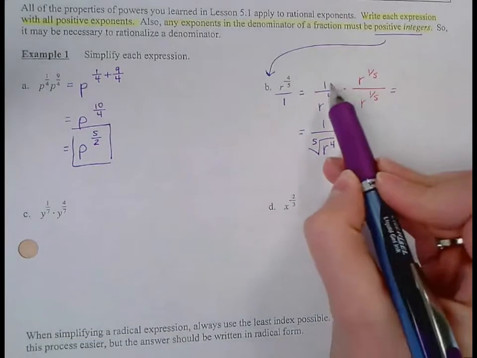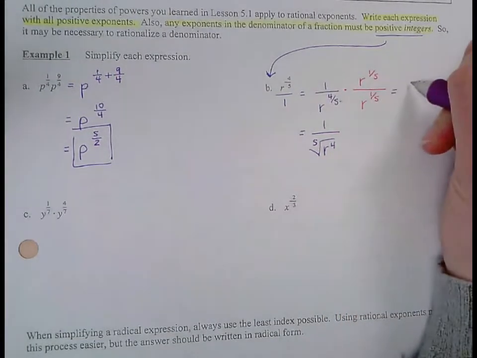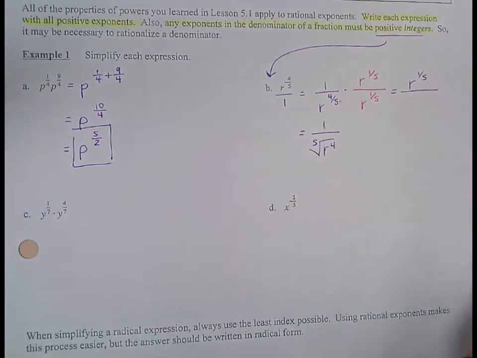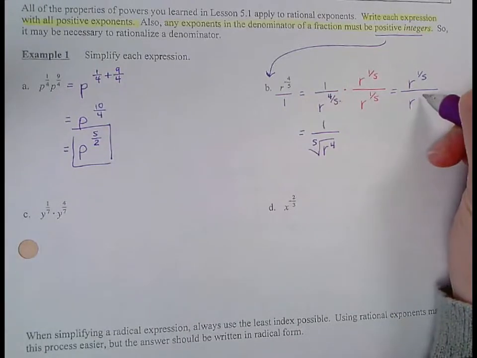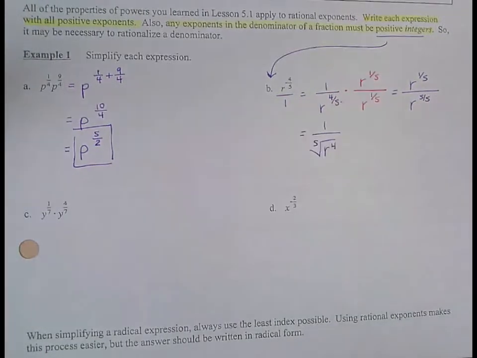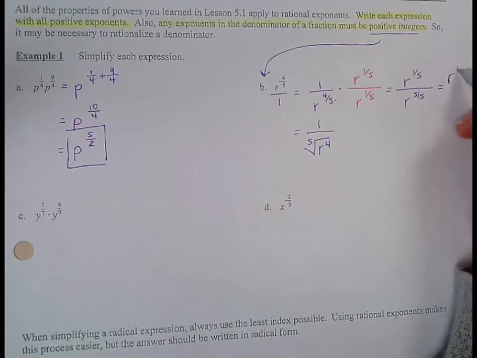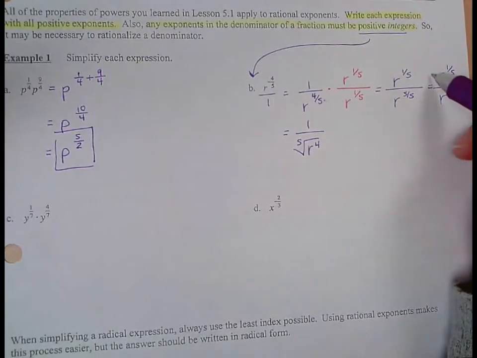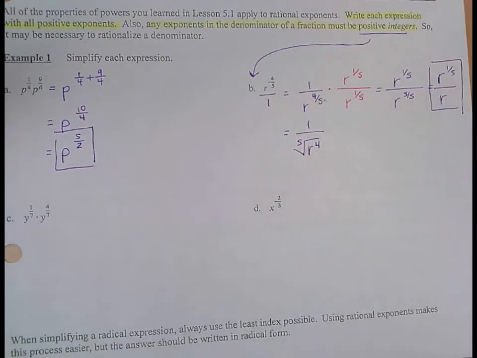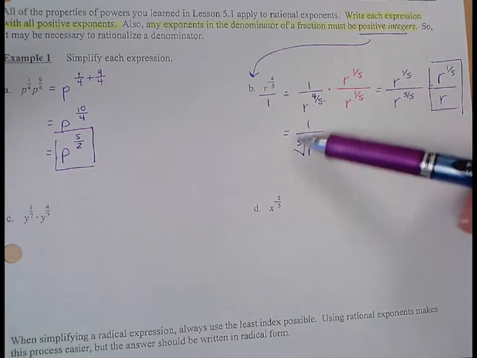So on the top, I have 1 times r to the 1/5, so I have r to the 1/5. On the bottom, r to the 4/5 times r to the 1/5 becomes r to the 5/5, which is just 1. So it's r to the 1/5 over r. And if you had r to the first, that's fine. This then is simplified. All exponents in the problem are positive, and even though I have a rational exponent on the top of the fraction, that's okay. In the denominator, my exponent is an integer. So this is why you have to rationalize.